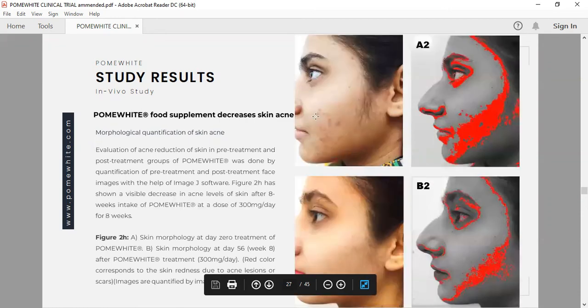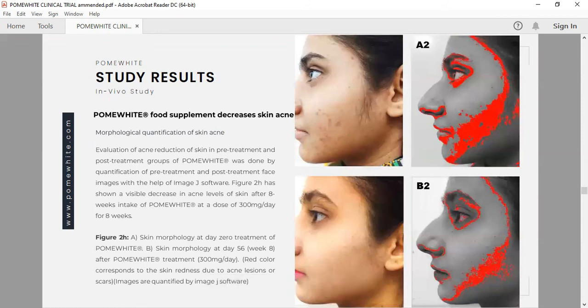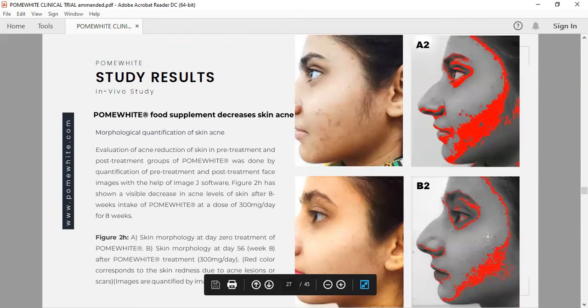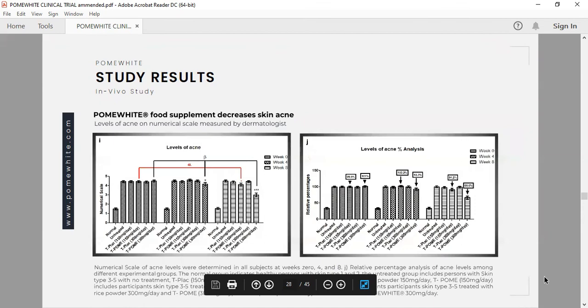Similarly, another volunteer with heavy scars on the skin, after the treatment of 8 weeks, also has a very small amount of scars and pimples on her skin now. So these are very astonishing results.